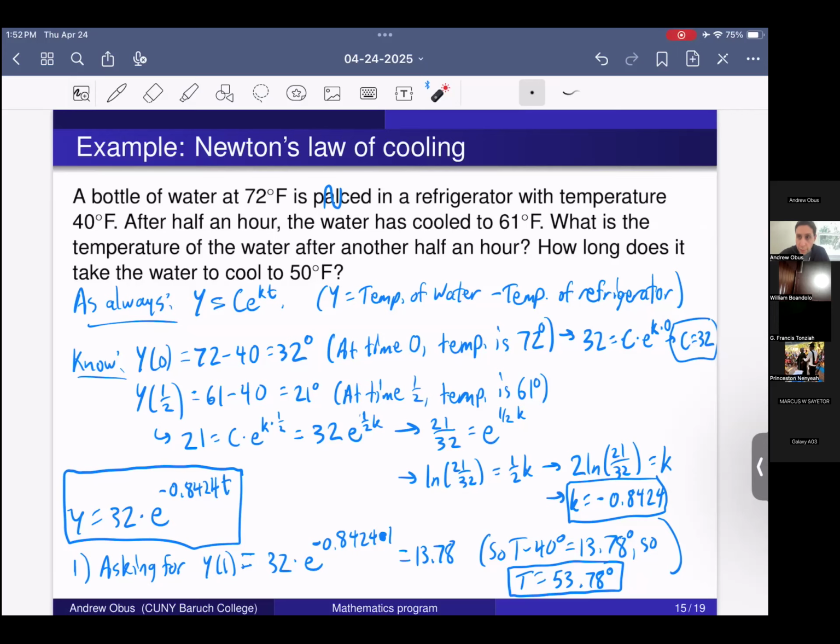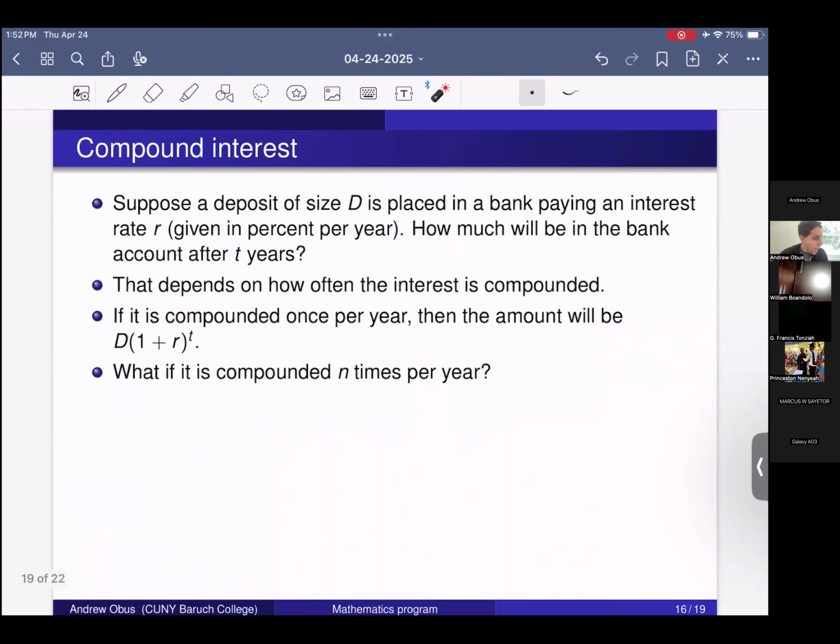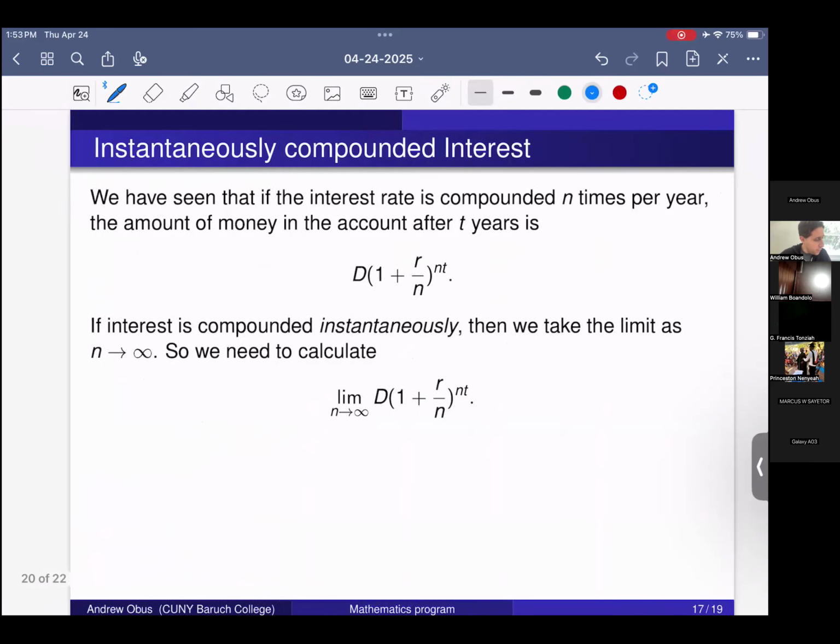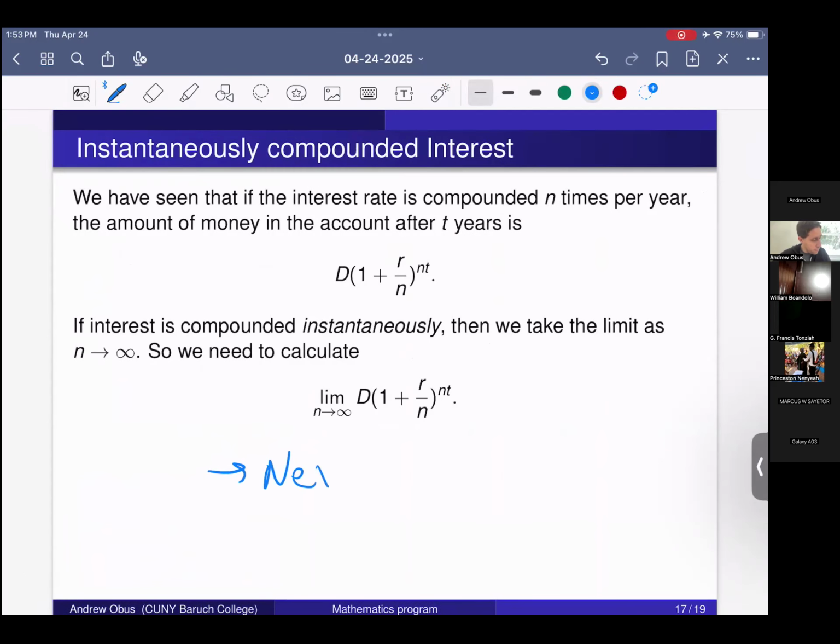Okay, good. So if there's no questions, I don't want to rush compound interest, so we're going to do this next time. I'm going to skip compound interest for now. This will be next time. We're going to see what exponential growth has to do with compound interest. I mean, you have exponential growth if you have infinitely quick compounding.